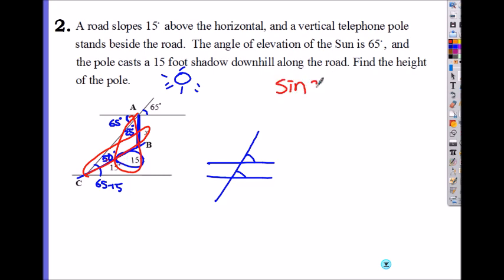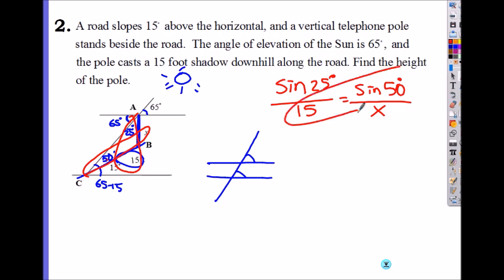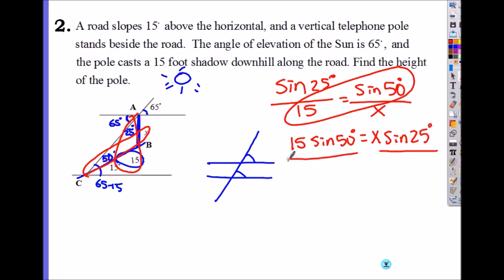Sine of 25 degrees over 15 equals sine of 50 over x. So from here, same thing, you cross multiply. So 15 times sine of 50 degrees equals x times sine of 25. Then you divide by sine of 25.